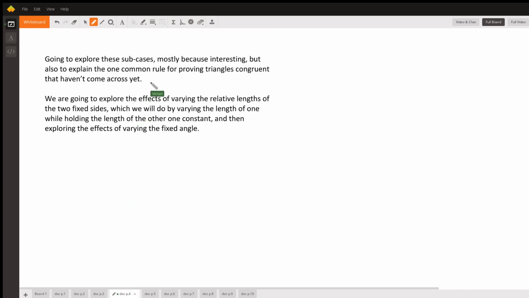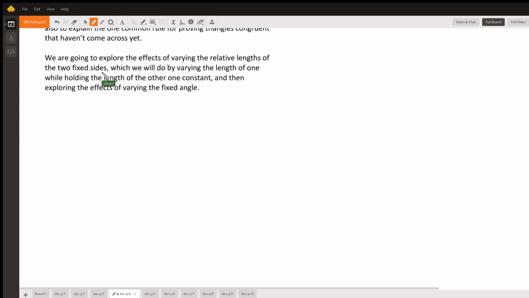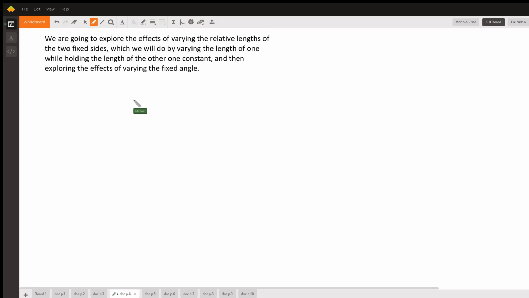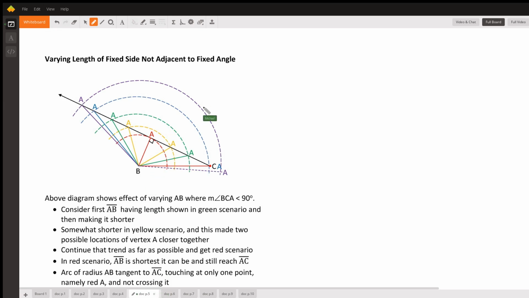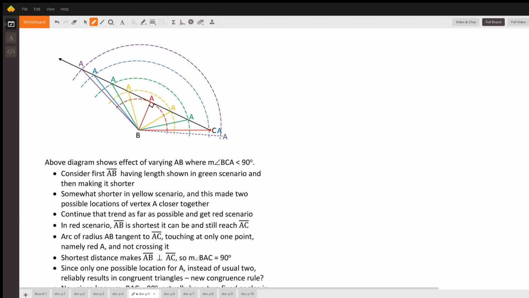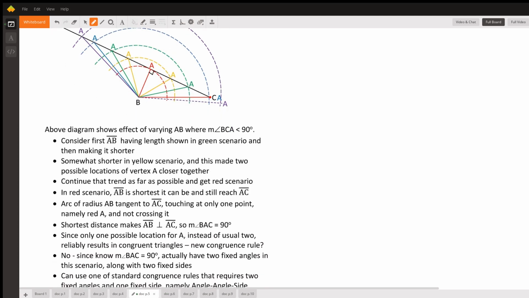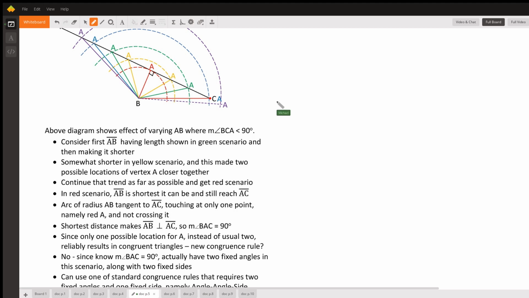So we're going to explore first varying the relative lengths of the two fixed sides, which you do by varying the length of one and holding the length of the other one constant. And then we'll explore the effects of varying the fixed angle. So here we're going to vary the length of the fixed side that's not adjacent to the fixed angle. The diagram shows doing this, where the angle here is less than 90 degrees.